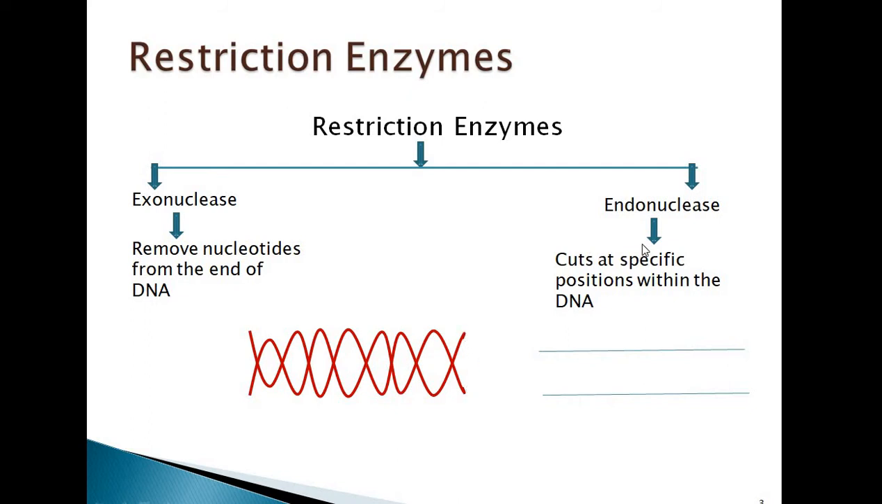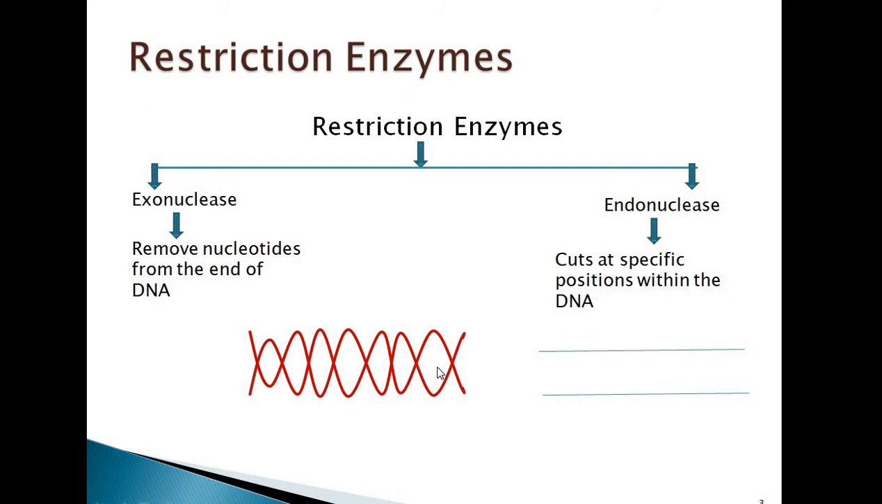And what would the restriction endonuclease do? It would cut the DNA at a specific portion. It would recognize a specific sequence. Say for example, if ATGCC is present over here, and this is the sequence which the specific restriction endonuclease is targeting, then it would cut only that specific portion. This is the main difference between the exonuclease and endonuclease.